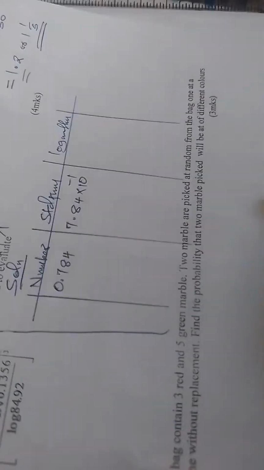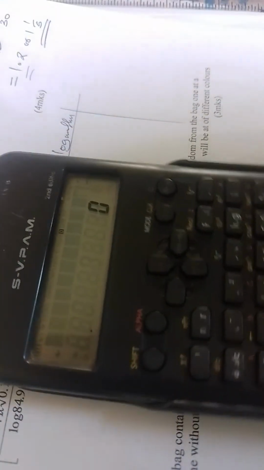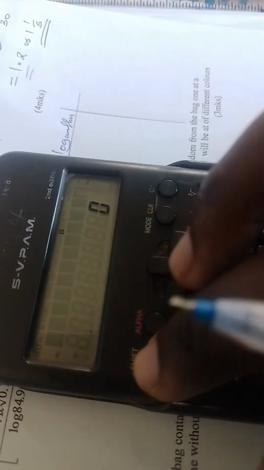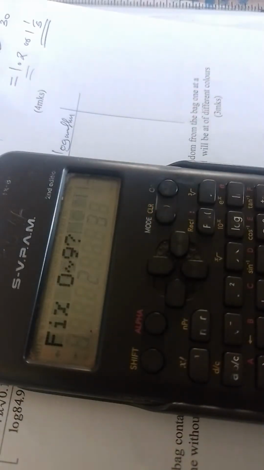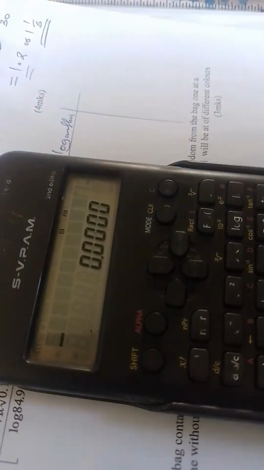Then after that, we can fix our calculator into 4 significant figures. You can come here, not shift, but mode, then fix, then into how many significant figures? Into 4 significant figures.